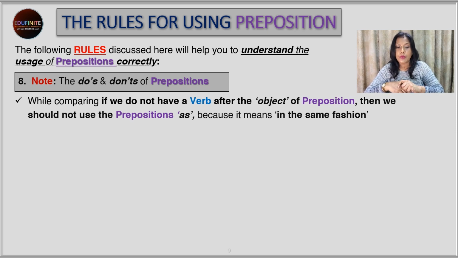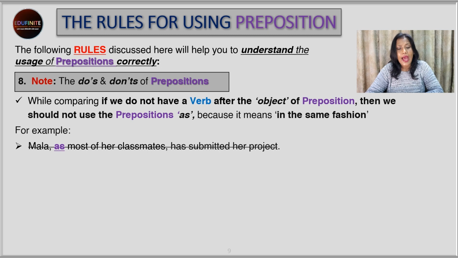Well, now, while comparing, if we do not have a verb after the object of the preposition, then we should not use the preposition as, because it means in the same fashion or in the same manner. So, when we have a verb after the object of the preposition and we are comparing something, then we can use as. But if there is no verb after the object of the preposition, then we cannot use as. For example, Mala, as most of her classmates, has submitted her project.